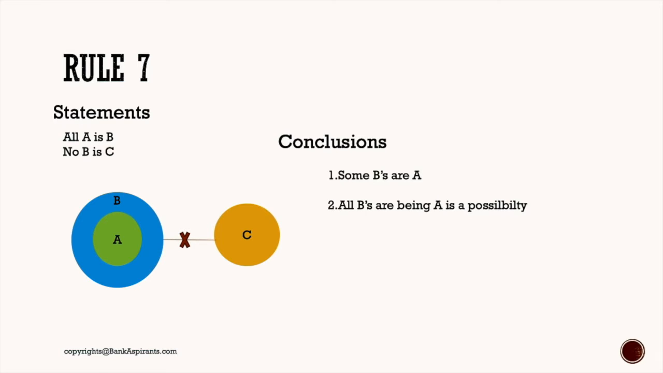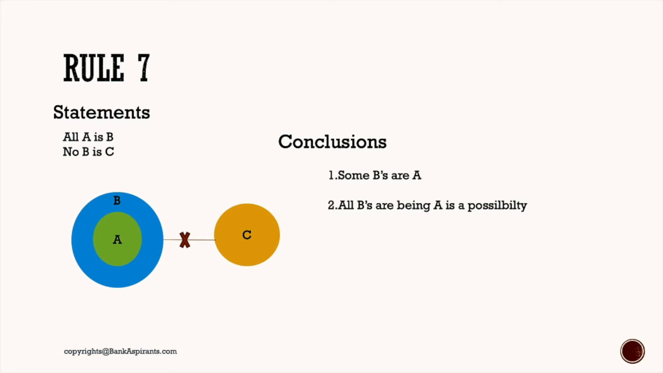So if they give some C or some A, or all C being a part of A is a possibility, then it is definitely false. Okay, do you get this? Do you get this point? Some C or all C being A is a possibility means it is definitely wrong because A is inside B and B is not in connection with C.